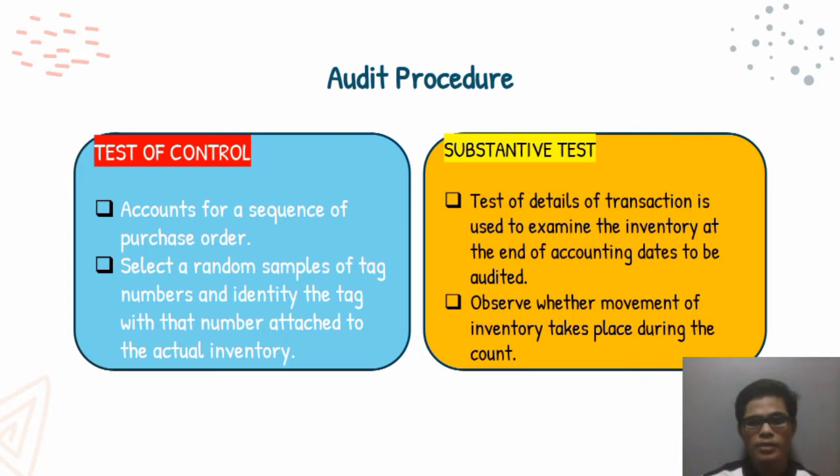For substantive test, the auditor wants to examine whether the test of details of transaction is used to examine the inventory at the end of the accounting date to be audited. And also, the auditor wants to observe whether movement of inventory takes place during the count.